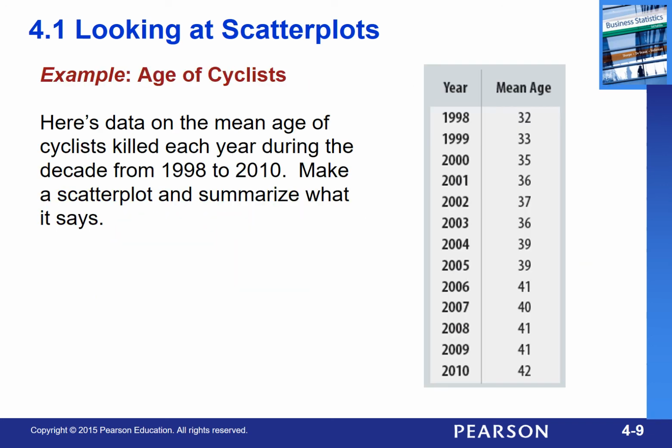Okay, let's look at the data on the mean age of cyclists killed each year. I'm hoping you notice that you look at this and you see, oh, as the age increases, so does the mean age. I wonder if there's something going on here. Is there a relationship? Let's make a scatter plot and then describe it.